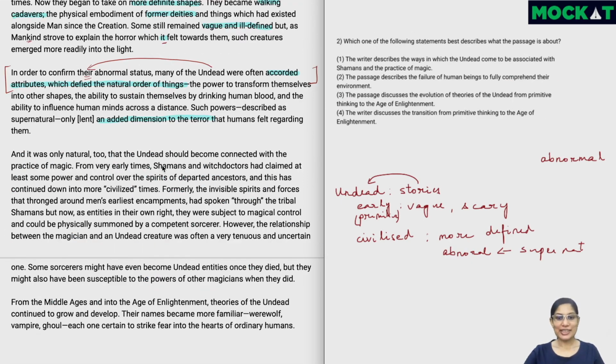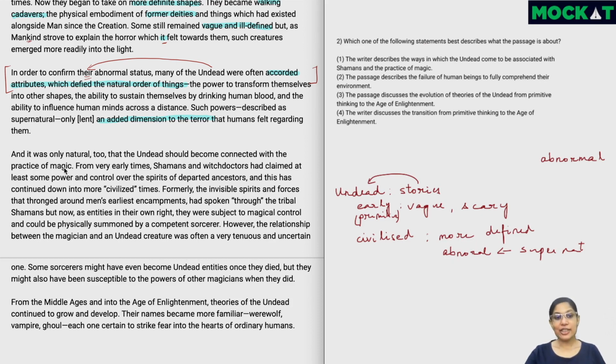Now coming back to the passage, thus far we've learned that stories of the undead have been there since the earliest times that humans have existed. During primitive times, these were more vague undead shapes, but these were something which scared or terrified our ancestors nevertheless. As we became more civilized and moved into cities and towns, the undead had more defined shapes and they were also given some supernatural attributes to prove that they are abnormal.